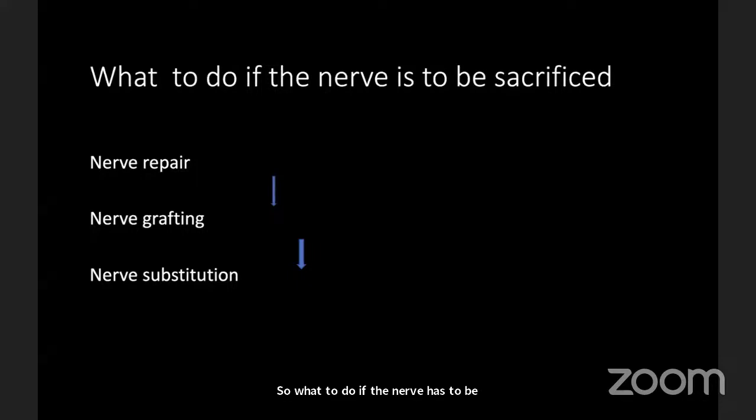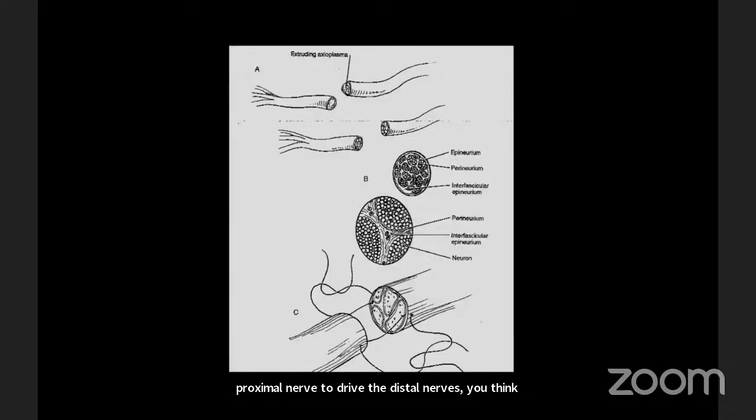So what to do if the nerve has to be sacrificed? First, you do nerve repair primarily without tension. That can be done with an 8 or 9 nylon suture. The second is nerve grafting. There are different donor sites for nerve grafting. And then the third is nerve substitution. When there is no proximal nerve to drive the distal nerves, you think of nerve substitution from other cranial nerves.